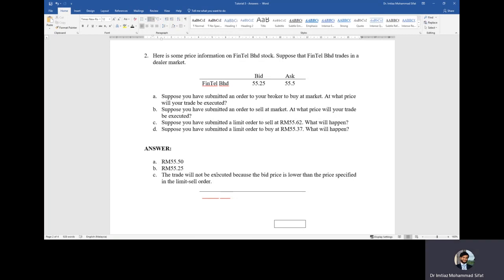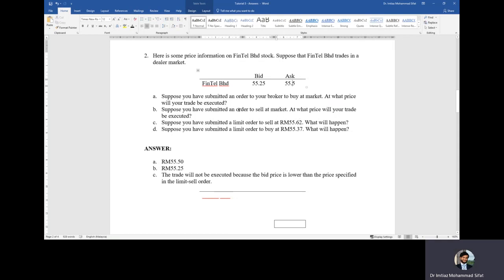So there are 4 scenarios. First of all, suppose that you've submitted an order to your broker to buy at a market price. So this is a market order. At what rate will your trade be executed? Well, this is a buy order, so we have to buy at whatever the best asking price is. So the seller with the lowest amount that he or she is asking is 55.5. So if we buy at a market rate, we have to buy the shares at 55.50.